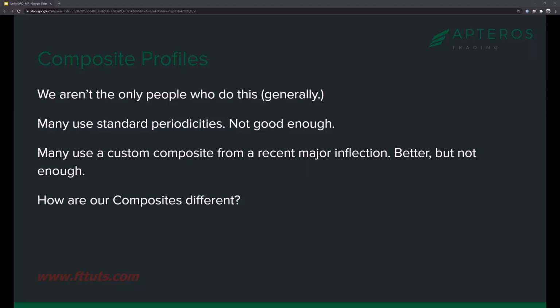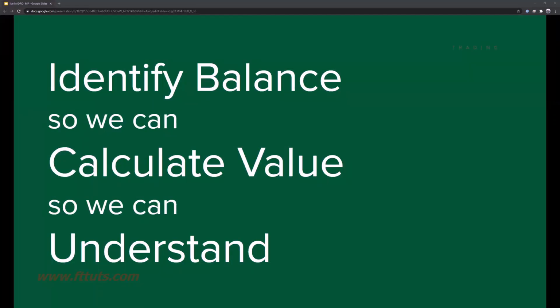So that leads us into how ours are different. We're looking to find the only thing we can understand, which is balance. Where is there balance? And let's create custom composites where there is that balance so that we get a good read on value. I was telling myself, go find that slide where you said that thing and show them, and here it is. Identify balance so we can calculate value so we can understand.